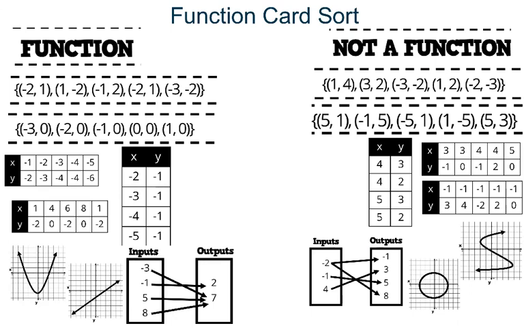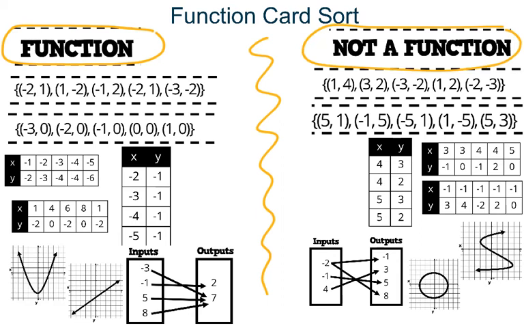Alright, if you'll look right here, I tried to divide these into 2 categories. Here are my functions, and here are my not functions. The two relations at the top are functions because for every x value, there's only one y value. If you look at the not functions, notice 1, 4 and 1, 2. When x is 1, y is 4, and it's 2. So it can't be a function because for every x, there has to be only one y. Same thing with this one. If you look at 5, 1, and 5, 3, you have an x value of 5, but you have a y coordinate of 1 and 3.